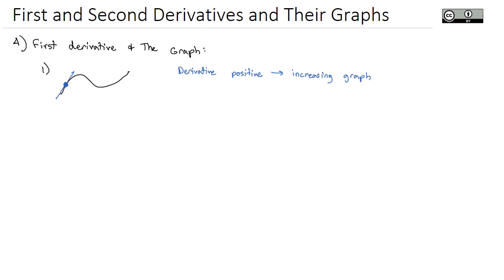If I were to take a look at this point over here in the middle, you notice the tangent line there is going downhill because the graph is going down. So here the derivative is negative. That means we have a decreasing graph.